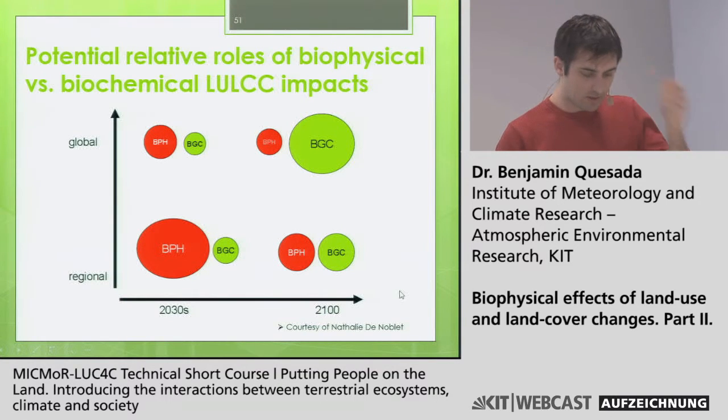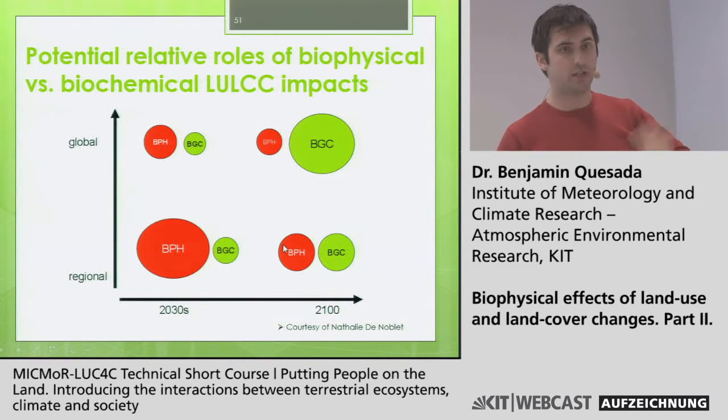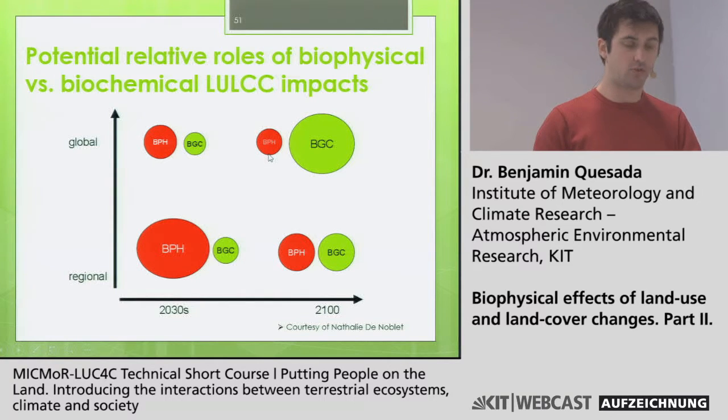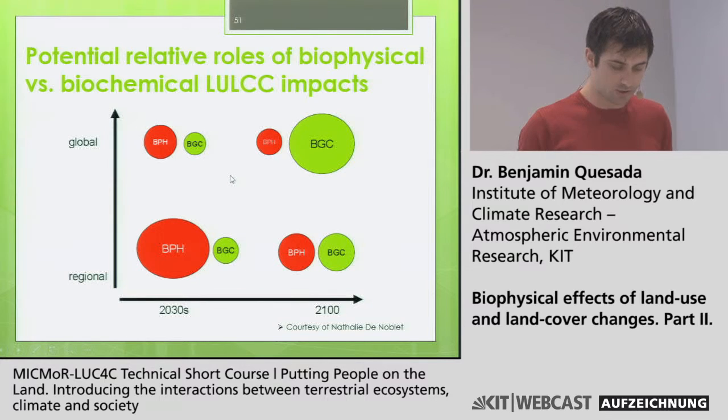So this is a talkative picture from Nathalie de Noblet, showing the potential relative roles of biophysical versus the biogeochemical effects you saw with Joe of land use and land cover changes. At global scale now, the biogeophysical effects are quite balanced with the biogeochemical effects. At regional scale, they can have really strong effects nowadays.